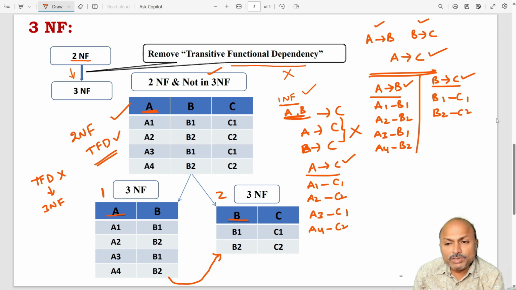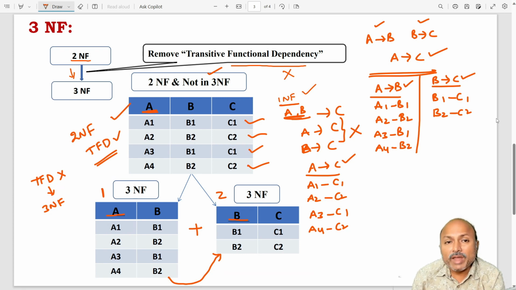Now we will check one thing: these two tables combine and we should get the original table. A1 B1 C1, A2 B2 C2, A3 B1 C1, A4 B2 C2. If you combine these two tables, you again get the original table. That is nothing but a lossless join.